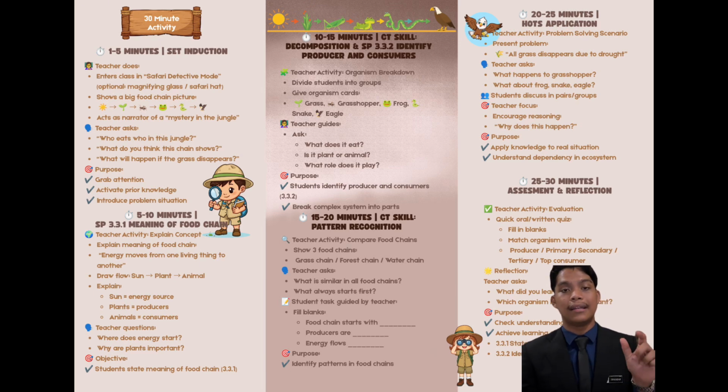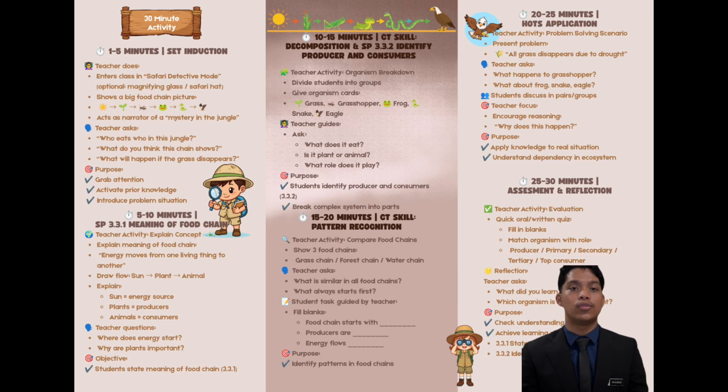Next, from the 10th to 15th minute, students work in small groups using organism cards provided in the brochure. Each group receives cards representing grass, grasshopper, frog, snake, and eagle. Students identify whether each organism is a producer or a consumer, determine what each organism eats, and explain its role within the food chain. This activity supports Learning Standard 3.3.2 while encouraging discussion and collaboration.